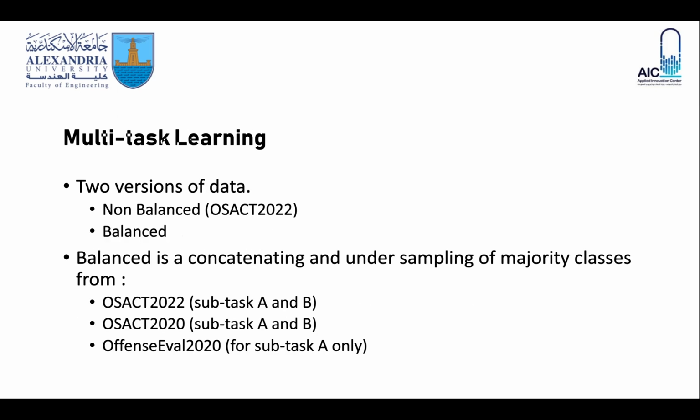And for the multitask learning, we had two versions of the data: the non-balanced one, which is the data associated with the task, and the balanced version. The balanced version is a concatenation of OSACT2022 and OSACT2020 for subtasks A and B, and OffensEval for subtask A only, and then undersampling the majority class of the data.